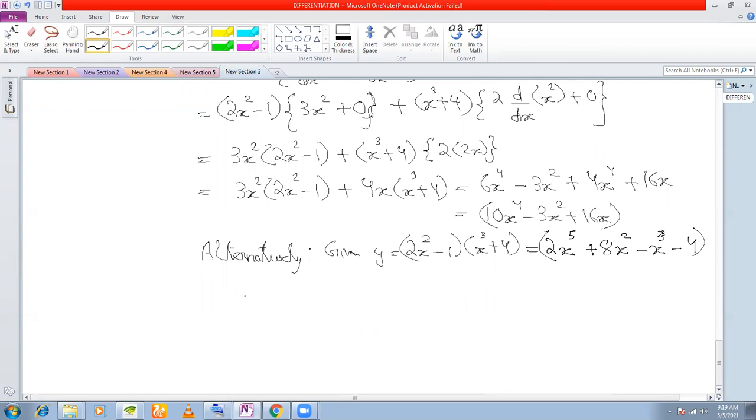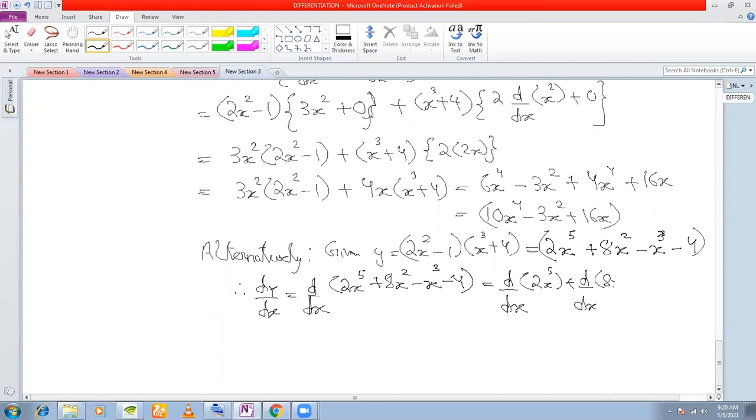Once you multiply, now it becomes very easy to differentiate. Therefore, dy dx is equal to d/dx of 2x to the power of 5 plus 8x square minus x cube minus 4. So now you distribute the differentiation over each and every term: d/dx of 2x to the power of 5, plus d/dx of 8x square, minus d/dx of x cube, minus d/dx of 4.